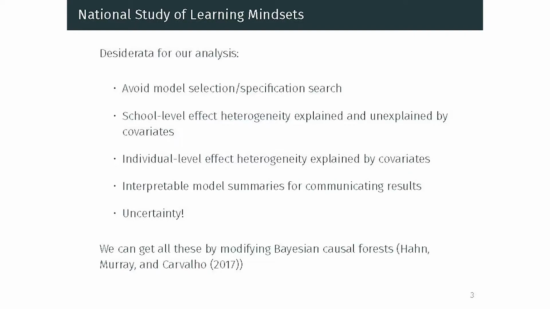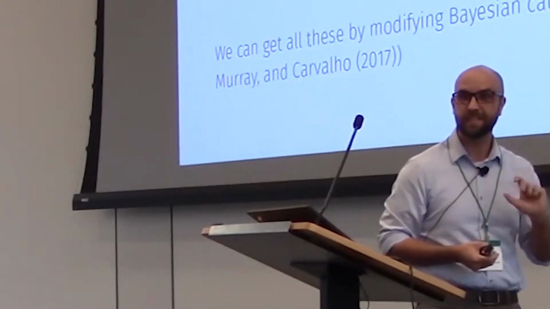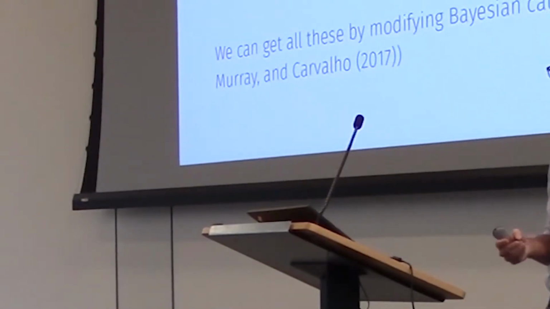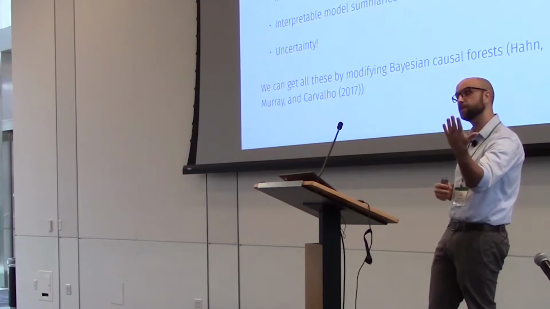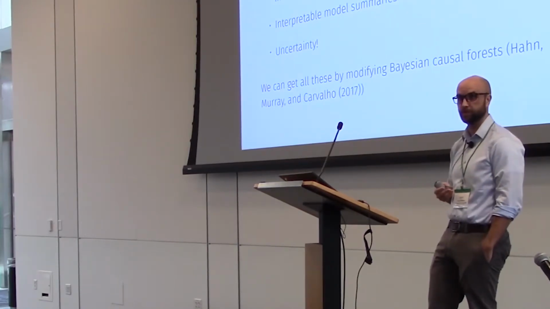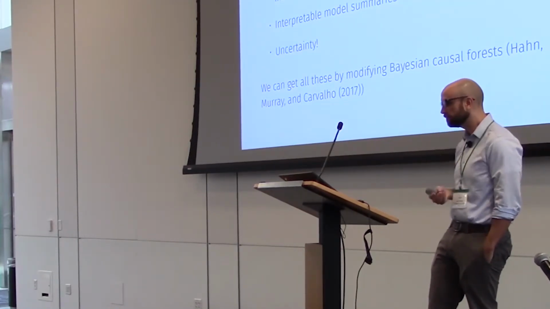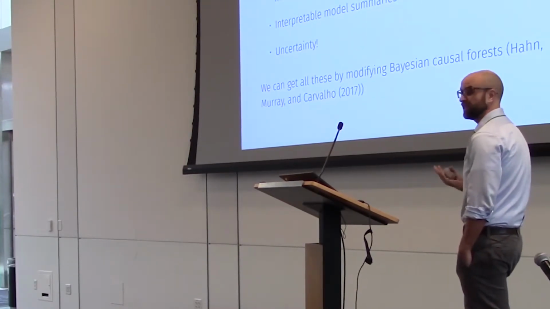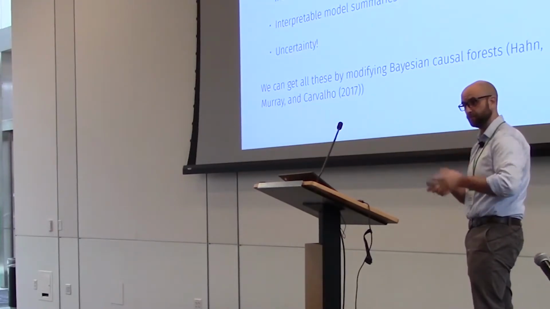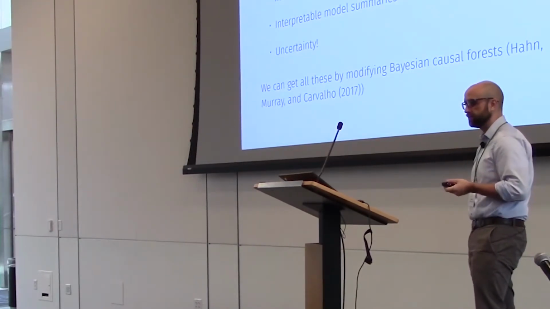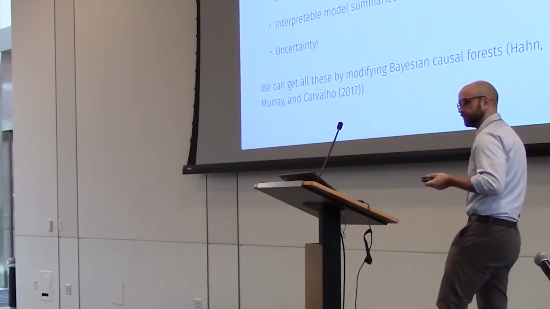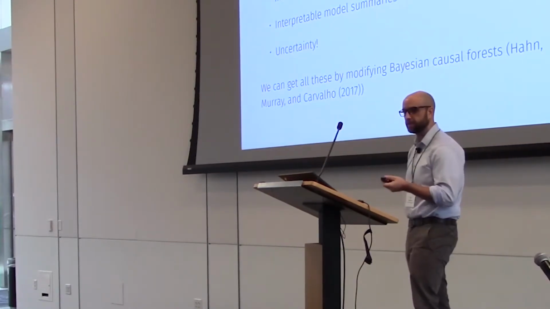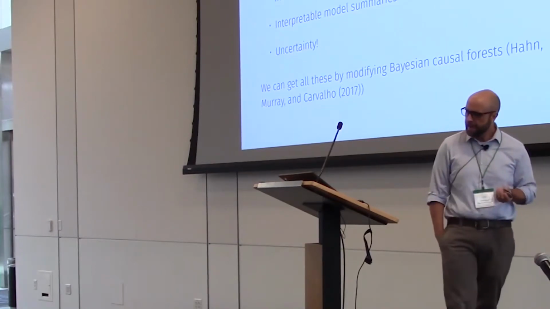We're going to have school-level treatment effect heterogeneity, potentially, that's explained and unexplained by covariates. Randomization in the mindset study took place at the individual level, so we can think about heterogeneity across schools that's explained by covariates we know about the schools, but also unexplained by covariates we do not know about the schools. We might have individual-level treatment effect heterogeneity that's explained by covariates, because we have randomization at the student level. We can't really think about heterogeneity that's unexplained by covariates, or trying to estimate that at least would be complicated. I'm actually not going to talk about that today anyway.